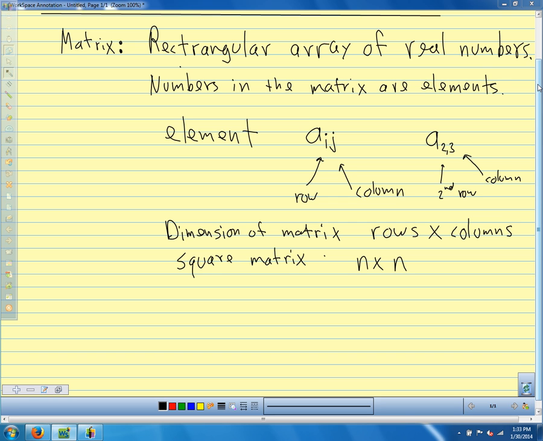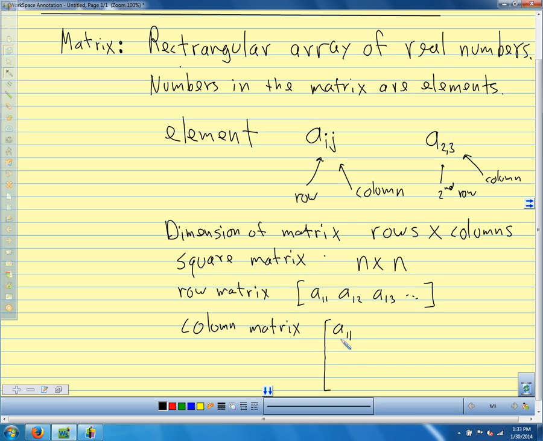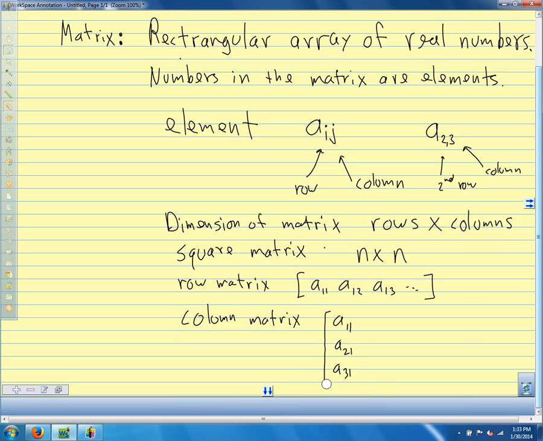And a row matrix would just be in a row. We're just getting some vocabulary out of the way here. So a row matrix would be something like this: a11, a12, a13, etc. And a column matrix would only have a column. So it would be a11, a21, a31, dot, dot, dot. So that would be a column matrix. And we'll eventually work with each kind.